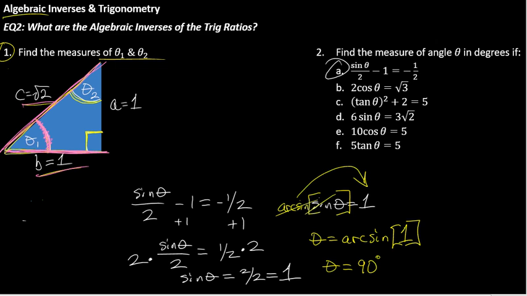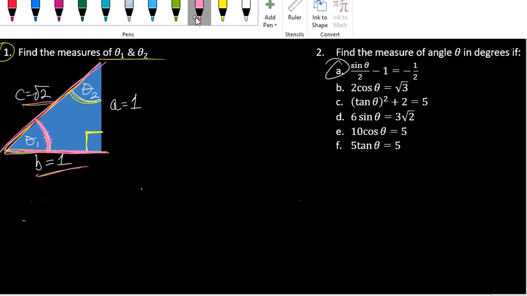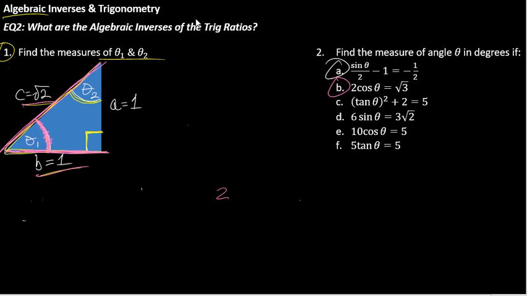Okay, let's do another one. Two cosine theta is equal to the square root of 3. I'm going to divide by 2 on both sides. Cosine theta equals square root of 3 over 2. Okay, and I'm going to take the arc cosine of both sides.